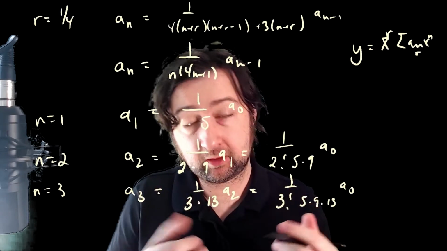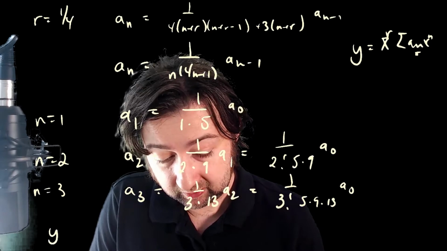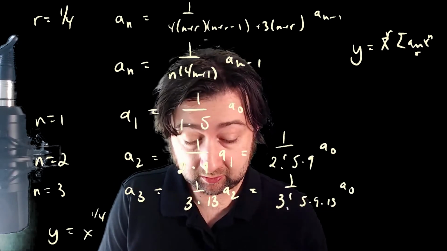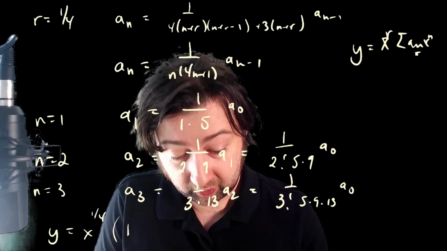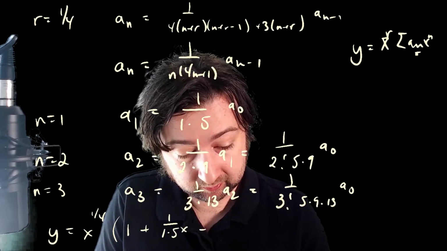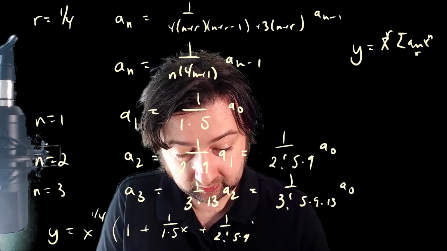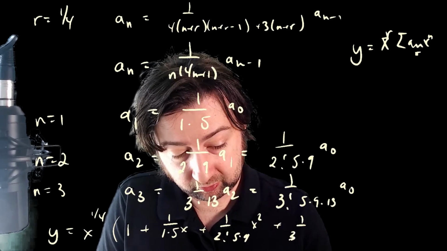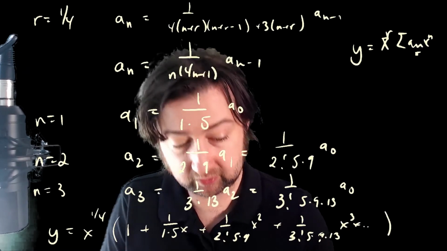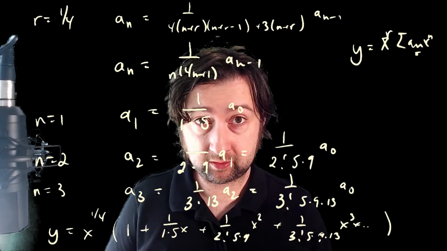And once I've got the pattern, I can write down an expanded series solution of the following form. y equals x to the 1/4, because that's the x to the r term in the Frobenius series, times 1 plus 1 over 1 times 5x plus 1 over 2 factorial times 5 times 9 x squared plus 1 over 3 factorial times 5 times 9 times 13 x to the third, and so on. So that's it. We found our two linearly independent Frobenius series solutions to the equation.